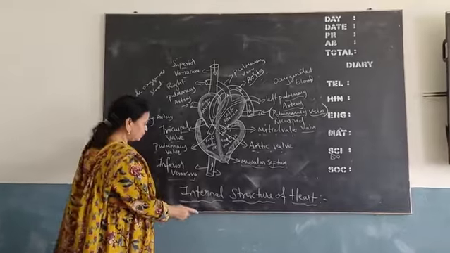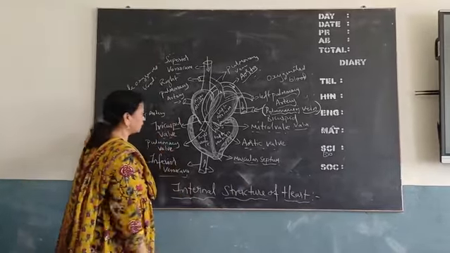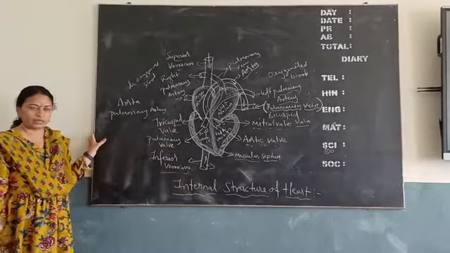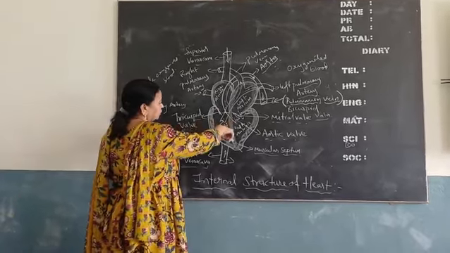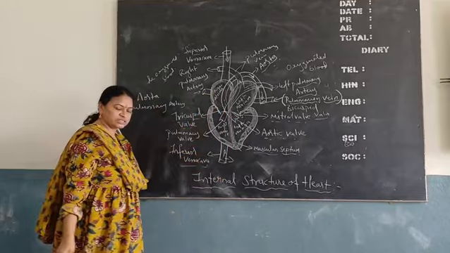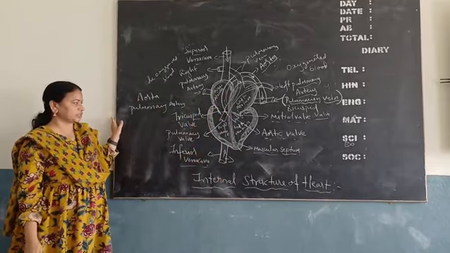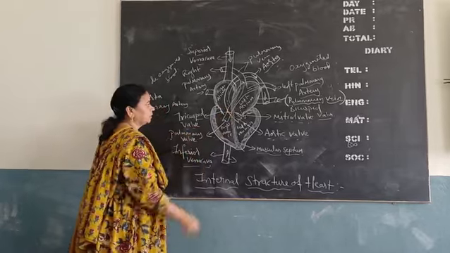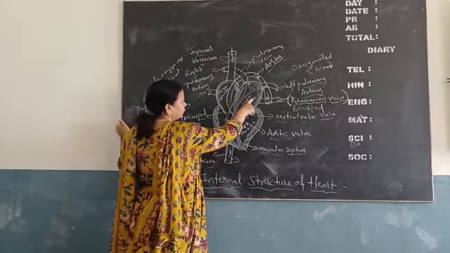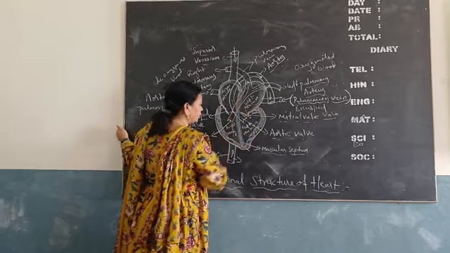So now let's see about the internal structure of the heart. This is a 10th class topic from bioscience. So let's see here the internal structure of the heart. When the heart is cut in a longitudinal section, we can see that it is embedded with the four chambers. The four chambers are the upper two auricles and the lower two ventricles.